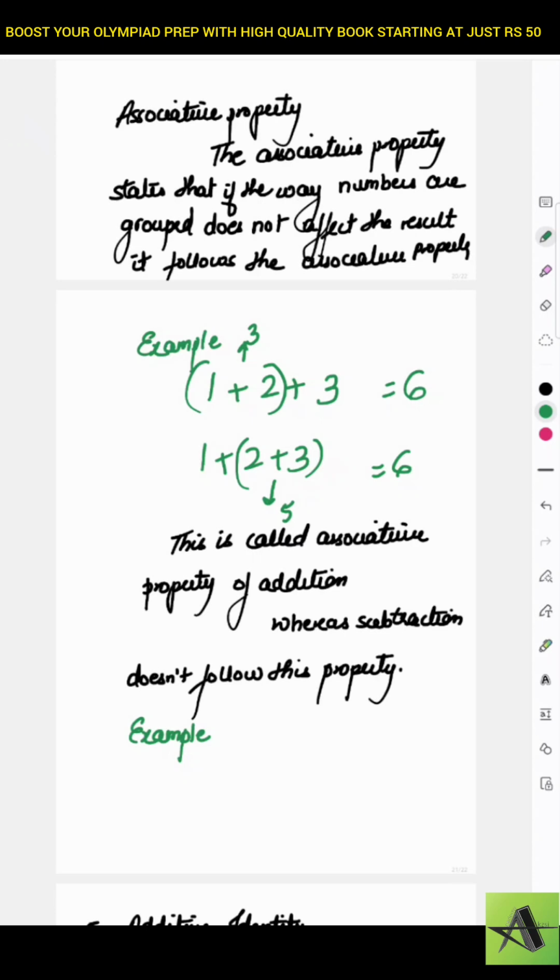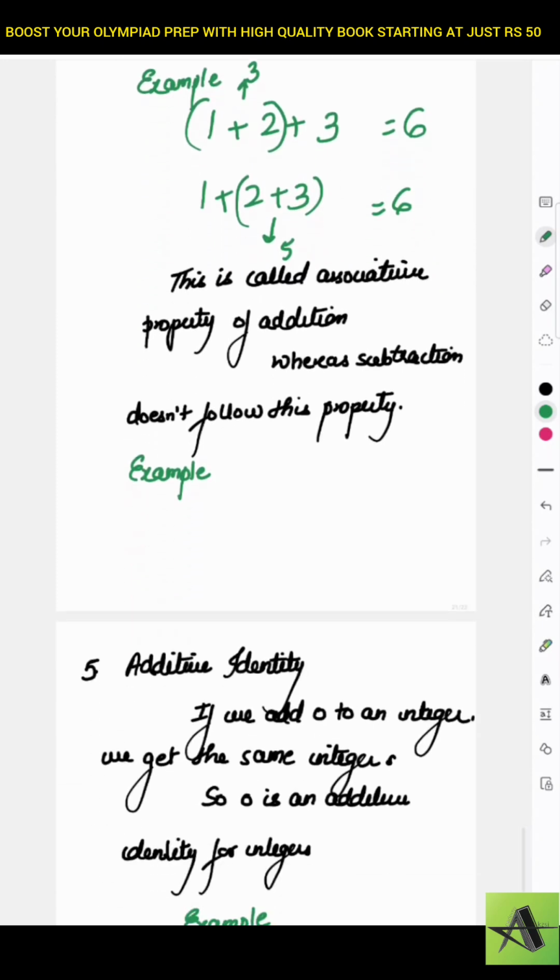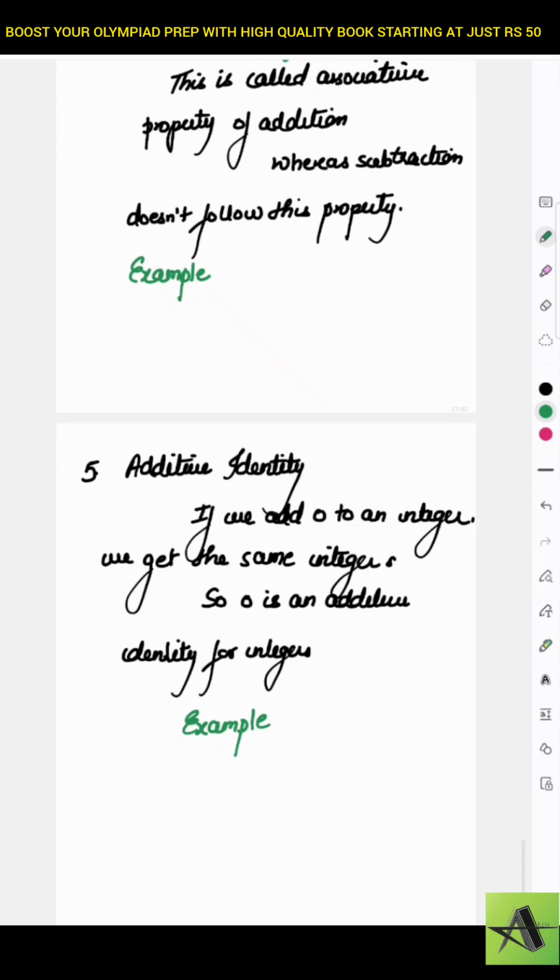So we can say that addition follows the associative property. This is called the associative property of addition. But unfortunately, subtraction doesn't follow the same property. Like this, 2 minus 3 minus 4. Suppose the first part is inside the bracket. Remember we always solve the bracket first. So 2 minus 3 is minus 1, and minus 1 minus 4 gives me minus 5. So in that case, the answer is minus 5.